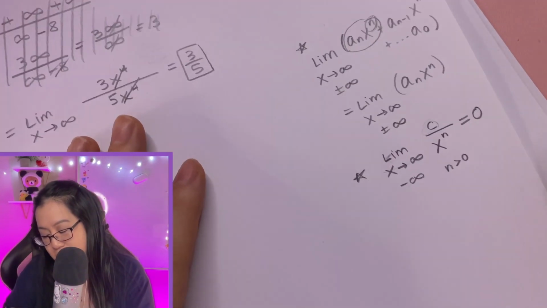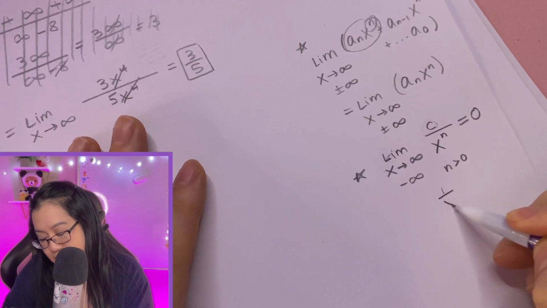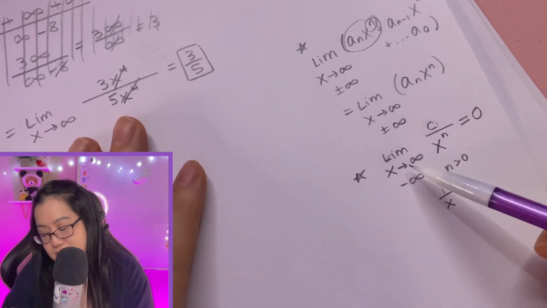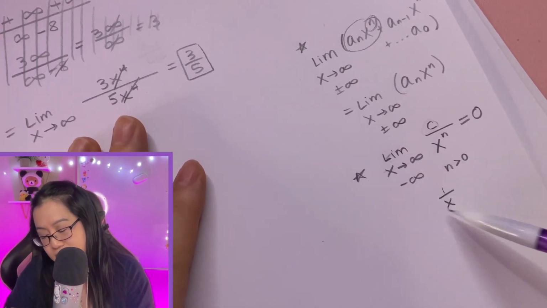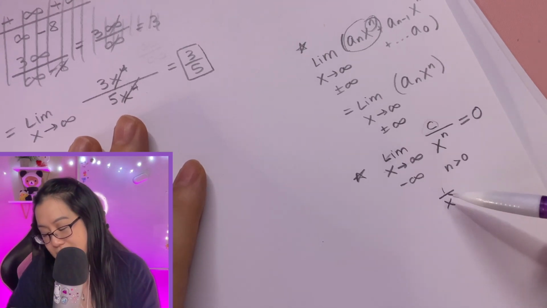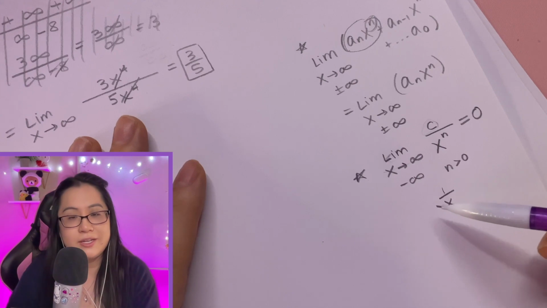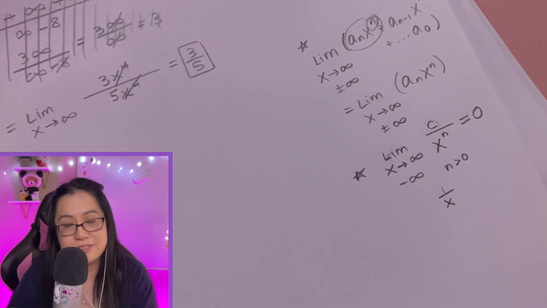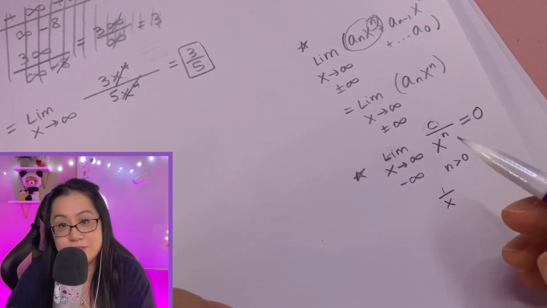But if you think about the base case of 1 over x, for instance, as x gets really, really big, infinitely big, this thing goes towards 0. It's taking one whole and dividing it into infinitely many pieces. Each piece is going to get really small, right?